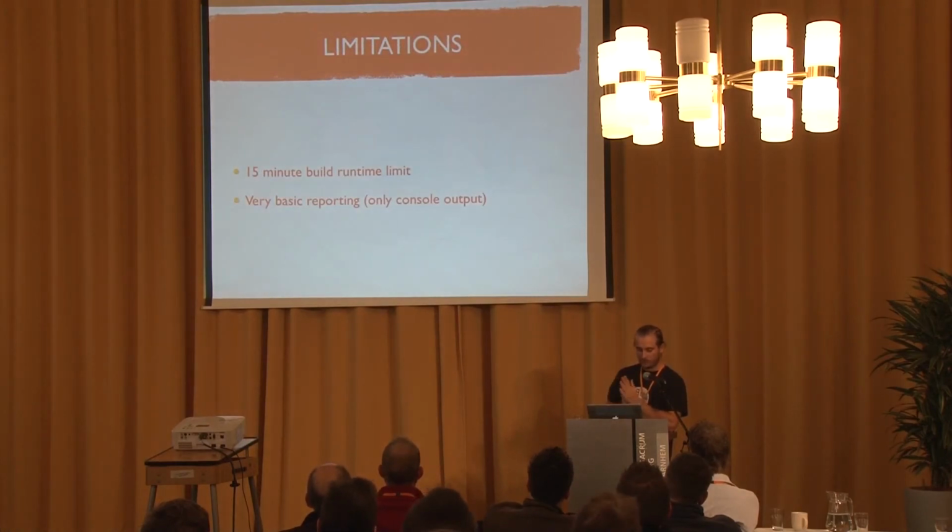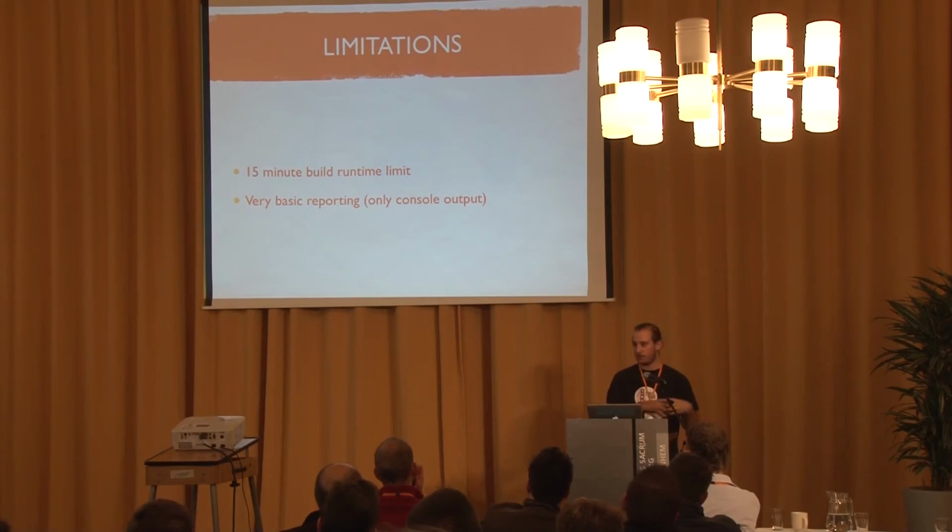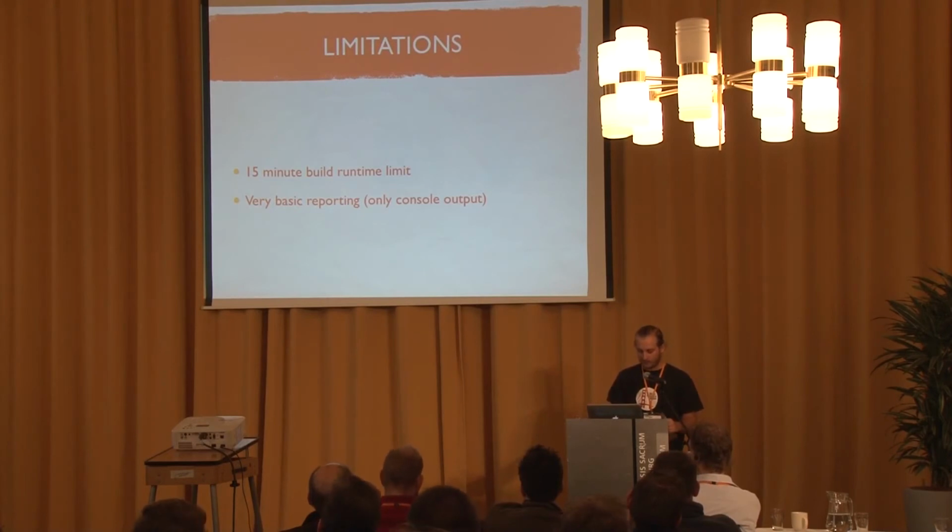So, limitations. The biggest one for the Plone community is the 15-minute build runtime limit. Because Travis builds everything from scratch every time, you have to run the entire build out for your project every time, and that means downloading 200, 300 packages, and that is slow. So you have to take certain measures to speed your build up to be able to fit your entire build inside that 15-minute runtime limit.